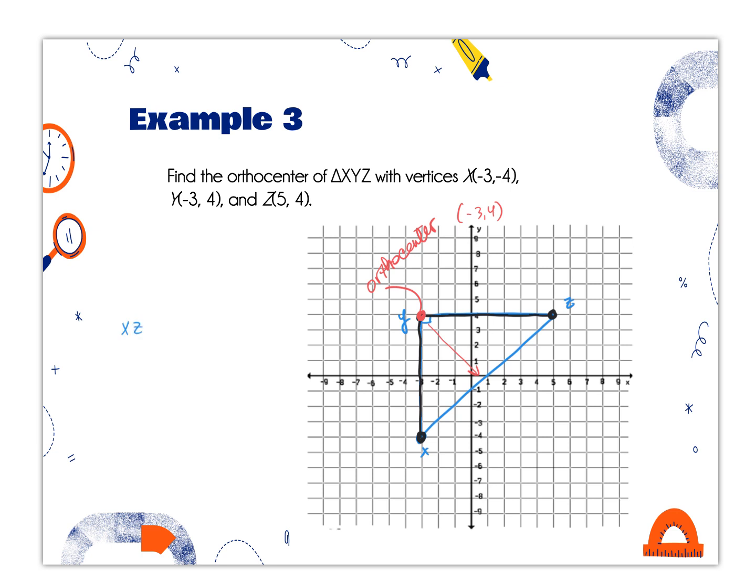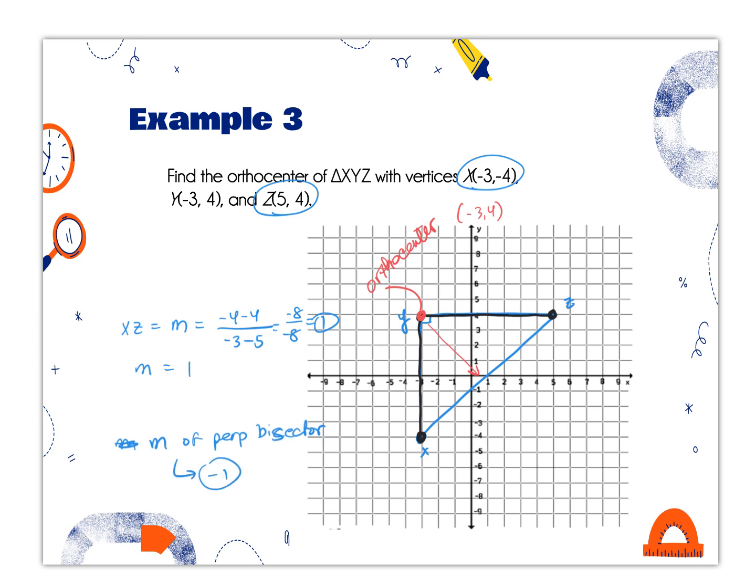I know that for XZ, I can figure out the slope of that. Here's point X and here's point Z. The slope of that line, I can count if I want, or I can do the math. It's -4, -4, and then it's -3, -5. Remember, it's the difference of my Y's over the difference of my X's. So -8 over -8 or +1. So the slope of XZ is +1. So what that means is the slope of the perpendicular line is going to be the opposite reciprocal of 1, which in this case is just -1.